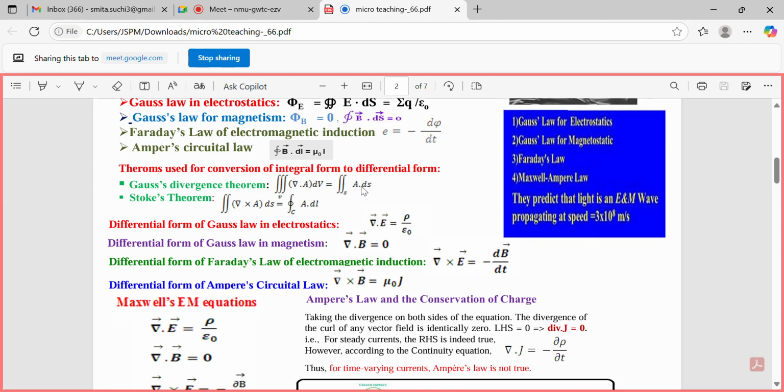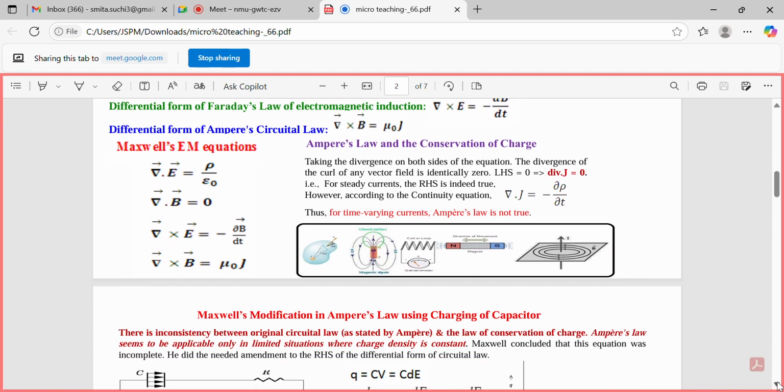So using these, Maxwell changed the existing integral form to differential form. These are del dot E equal to rho by epsilon naught, del dot B equal to 0, del cross E equal to minus del B by del t, and del cross B equal to mu naught J. So these are the four differential forms of Maxwell's electromagnetic equations, which we obtained by changing the existing integral form of the laws to differential form using these transformation theorems.